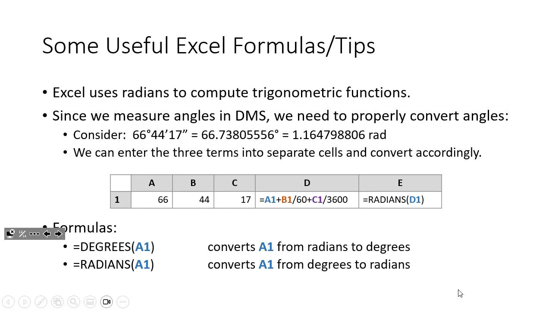So let's say I have an angle that's like 66 degrees, 44 minutes, 17 seconds. So I enter those 3 values into a cell. In order to calculate the decimal degrees, I just take the degrees plus the minutes over 60 plus the seconds over 3600 to get the degrees. And to get radians, I could multiply by pi over 180, or I could just use the radians command. So there's a formula in Excel called radians that will take the input and convert it to radians. Likewise, there's a formula in Excel called degrees that will convert the input into degrees. So those are some pretty handy formulas.